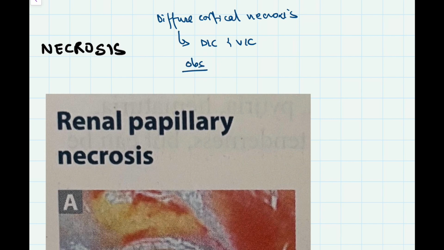Then we'll talk about necrosis. So first is diffuse cortical necrosis, where what happens is that there is generalized cortical infarction in both the kidneys, right? So it can be due to a combination of DIC and a vasoconstriction or a vasospasm. It is usually associated with obstetric complications like abruptio placentae and even septic shock.